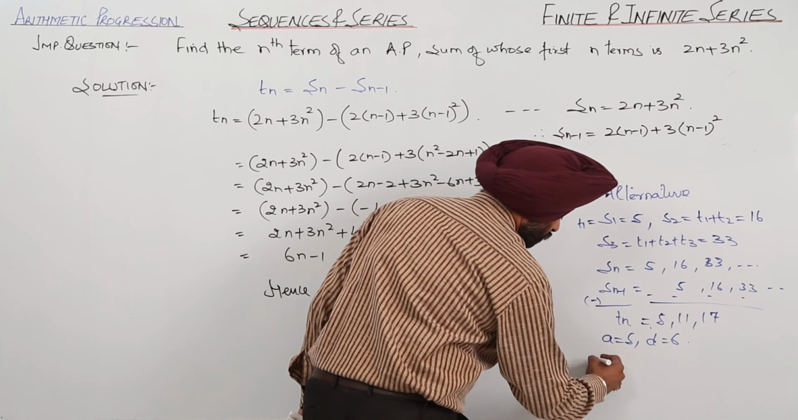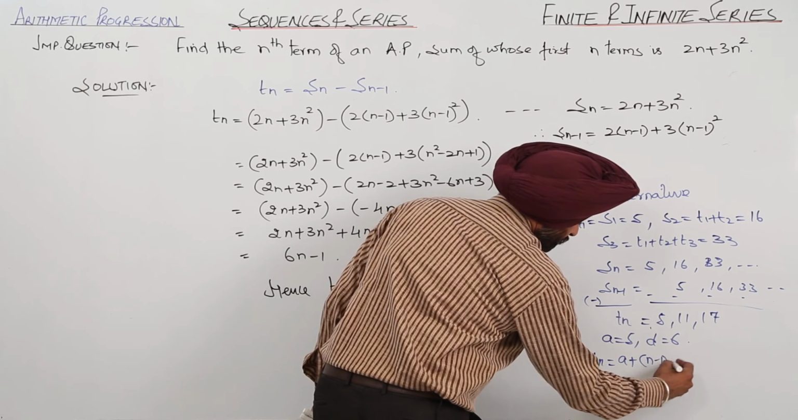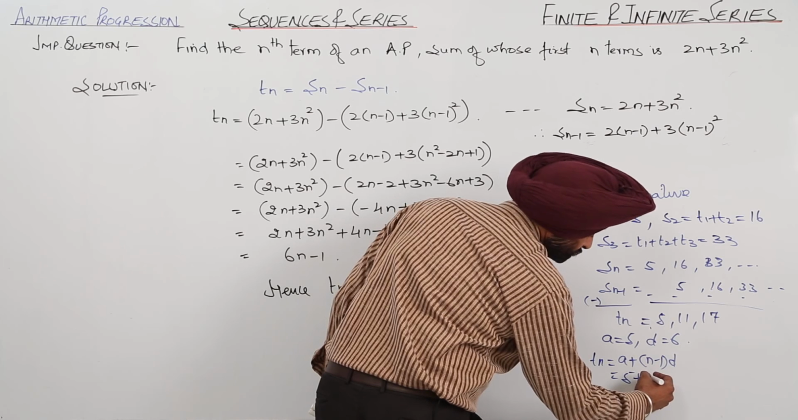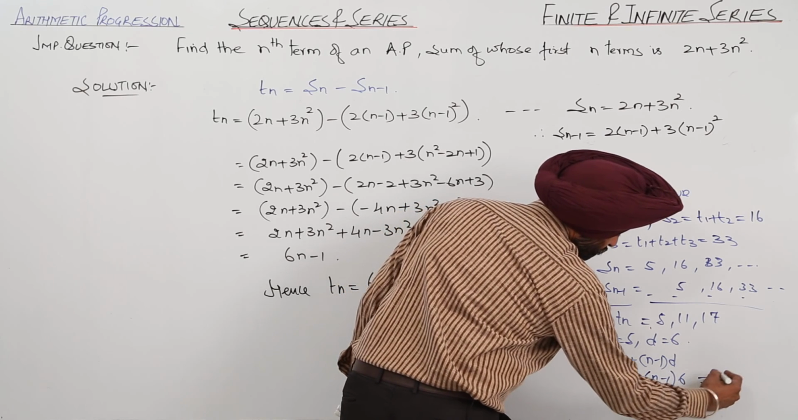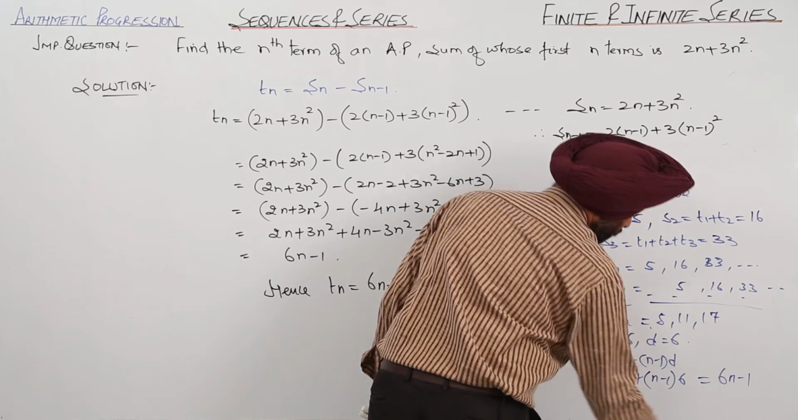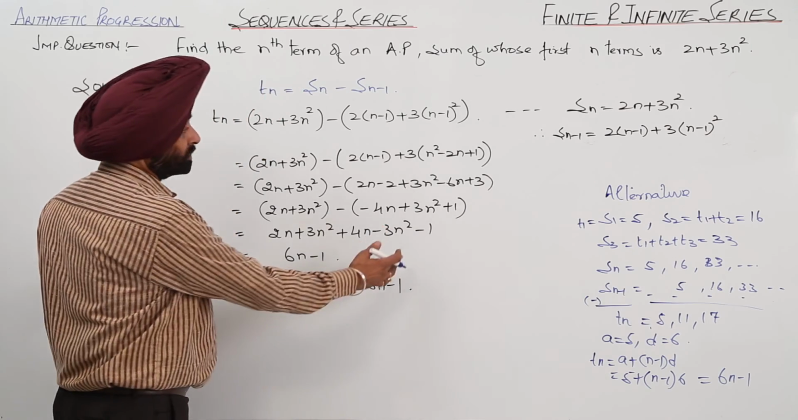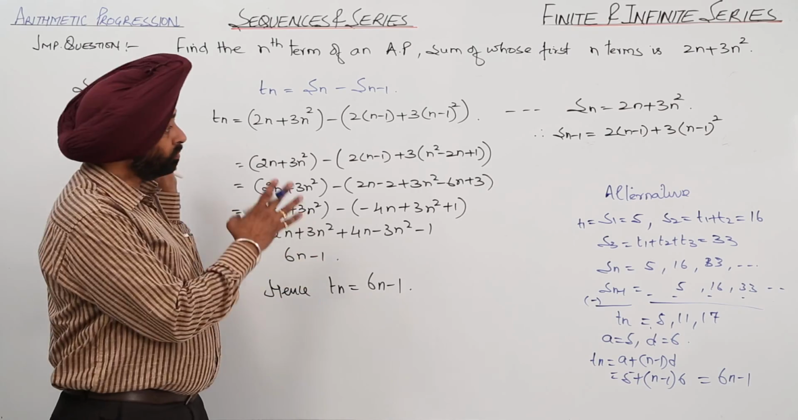D is 6. Now put here Tn is equal to A plus n minus 1 into D. On solving, 5 plus n minus 1 into 6. This will be 6n minus 1 when you are solving. So either you can move by this method, but this is the perfect one. I will recommend from my side to do it by this method.